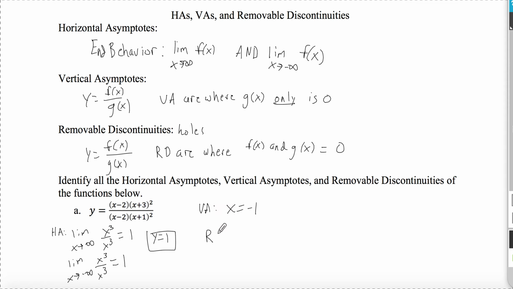What about our removable discontinuities? Our removable discontinuity is going to happen where we'll have a 0 in the denominator and numerator. That looks like at x equals 2. At x equals 2, we'd kill the denominator, make it 0. We would kill the numerator.